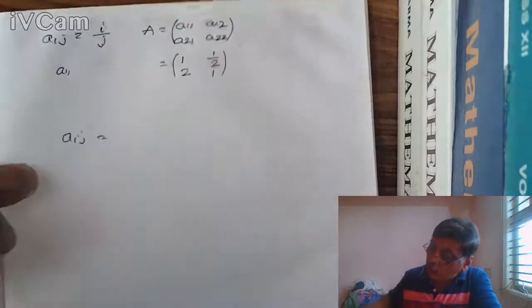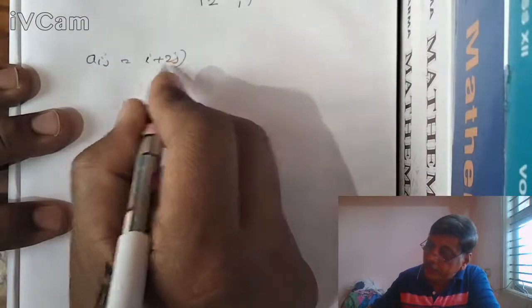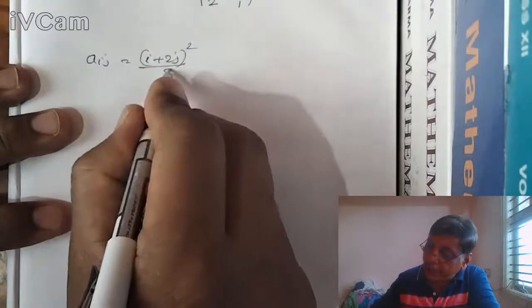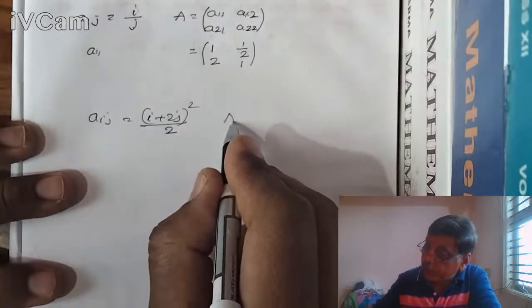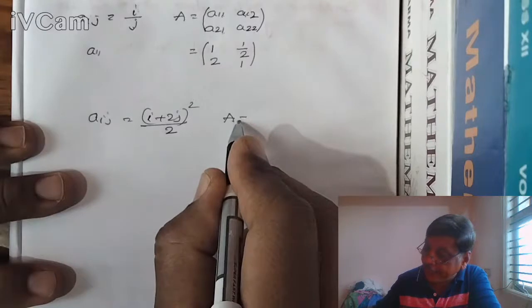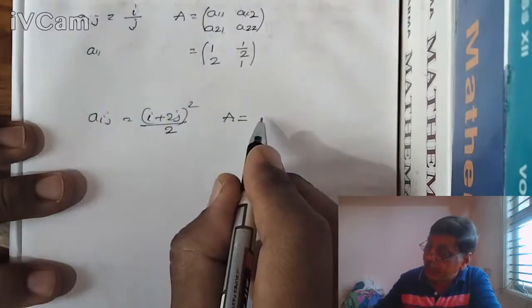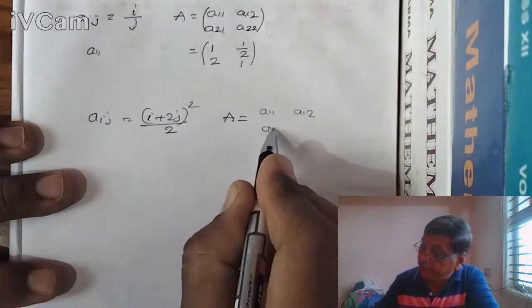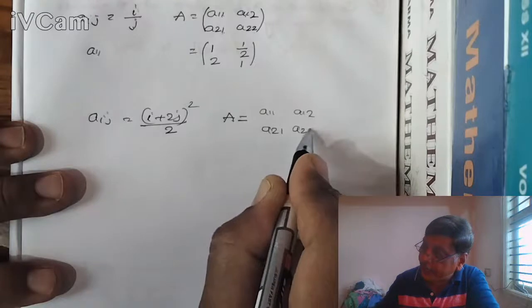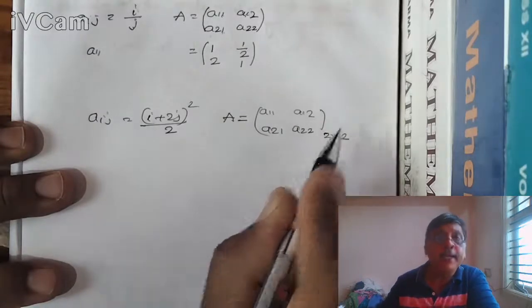Aij equals (i plus 2j) whole square divided by 2. Again here we have to find a 2 cross 2 matrix with this definition. So A equals A11, A12, A21, A22. This is a 2 cross 2 matrix.